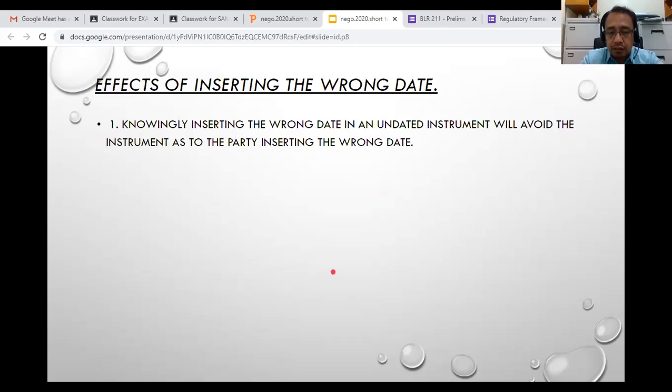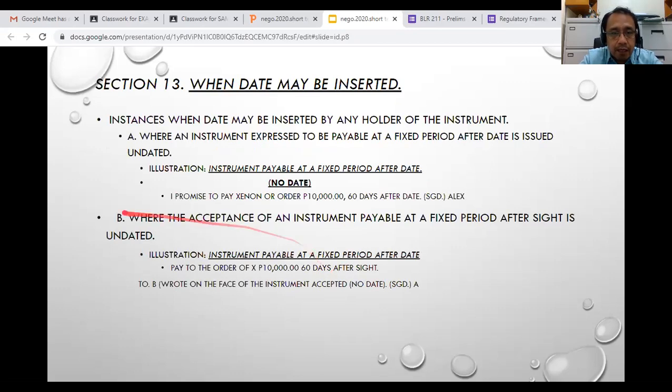Take for example, gamitin natin yung example natin kanina. I promise to pay Senon or order 10,000 pesos 60 days after date, sign Alex. Si Senon, alam niya that the date that should be inserted here should be October 1, 2020, right? Pero anong ginawa niya? Gusto niya, sabi niya, kailangan ko na talaga yung 10,000 na yan. Hindi ko na mahintay yung 60 days na yan. So, anong gagawin niya? Antedate yung instrument. Ilagay na lang niya dyan, July 1 of 2020, so that immediately the instrument now becomes due and demandable.